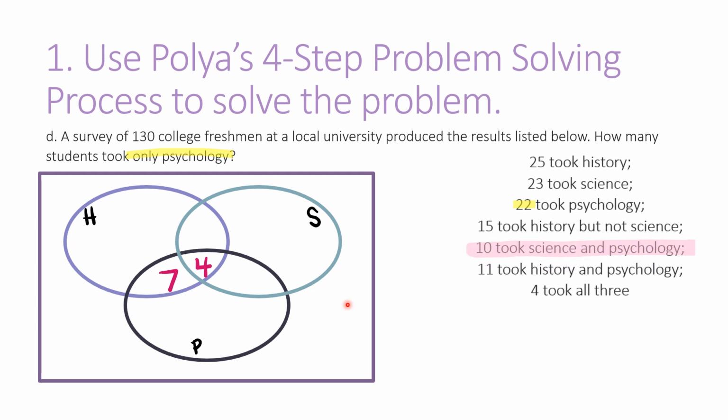Moving on. The next line up. 10 people took science and psychology. All right, there's the science bubble. There's the psychology bubble. Where's the overlap? That's our overlap, right? Cool. 10 people are in that overlap. We've already counted 4 of them in that middle chunk. So how many people are left over? 6, right? So 6 people are going to go right here in this little chunk. 6 plus 4 gives me 10 people in total that took science and psychology.